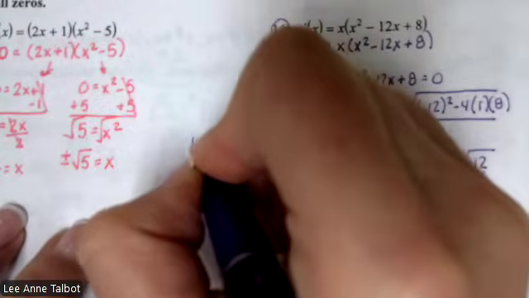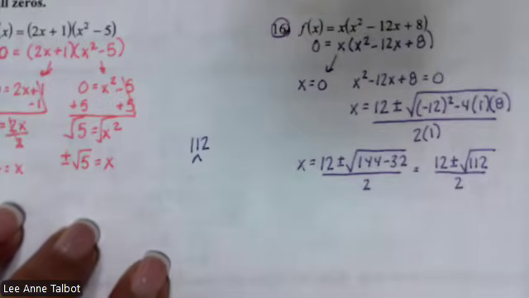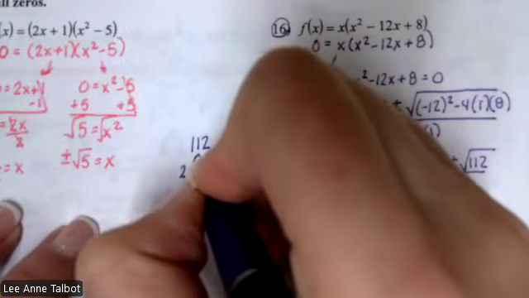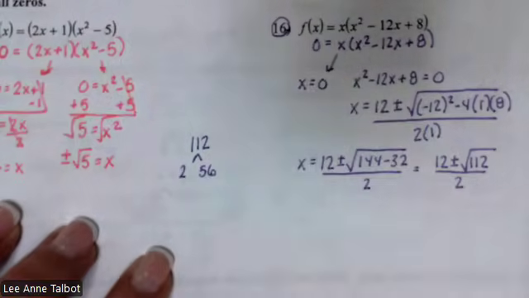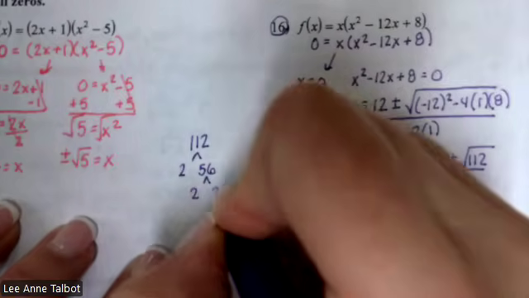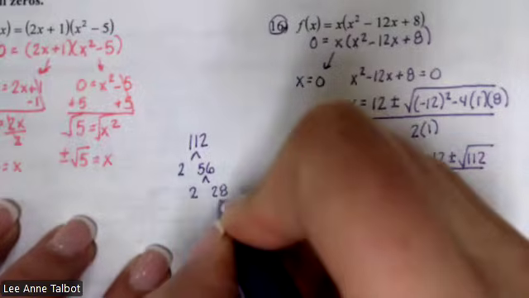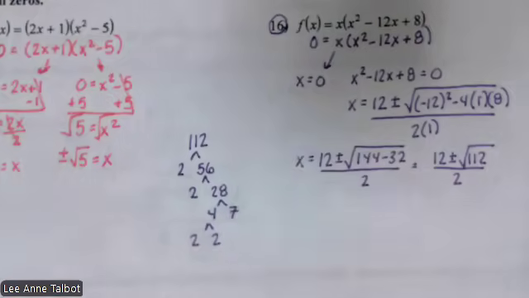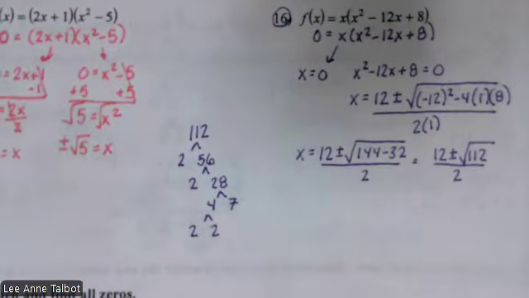Okay, let's go over here and see if we can break down 112. 112 is 2 times something. 56. What times what is 56? 28 and 2? Which is 4 times 7, which is 2 times 2. Okay, what do I do with this factor tree here? In a minute.